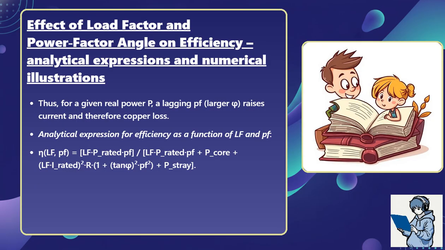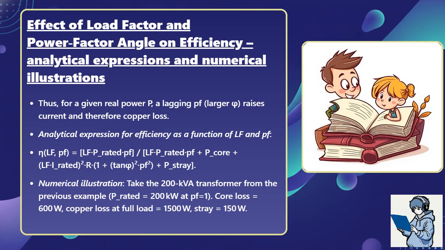Efficiency eta of load factor LF and power factor PF equals LF times P rated times PF, divided by LF times P rated times PF plus P core plus LF squared times I rated squared times R times the quantity 1 plus tangent phi squared times PF squared plus P stray.